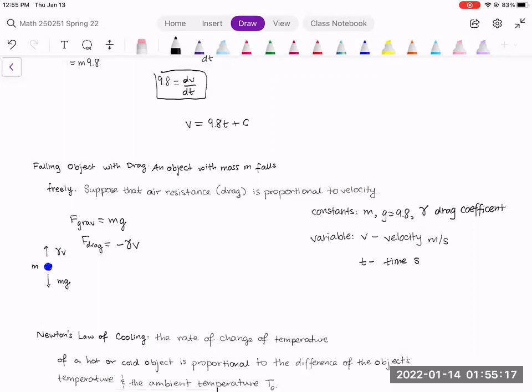We're going to use that same underlying principle of Newton's second law that says that the sum of the forces, the net force on the object, is equal to the mass times acceleration of the object. So what are the forces acting on this object? We have mass times the gravity constant, and we have the drag force, so minus gamma v. And this is going to be equal to mass times our acceleration. Remember, acceleration here is dv dt.